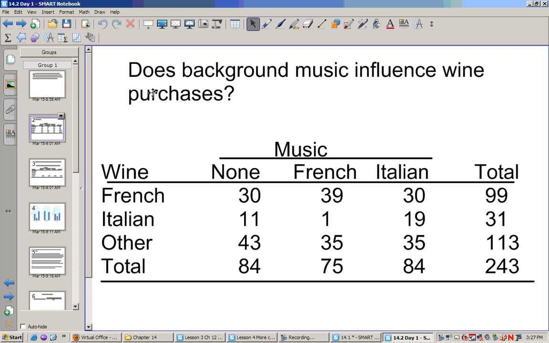Now the question we're looking at here: does background music influence wine purchases? So what they did is they played no music, French music, or Italian music, and they looked at the amount of wine bought, whether it's French, Italian, or other, and they want to see if playing music has any effect on people's purchasing.